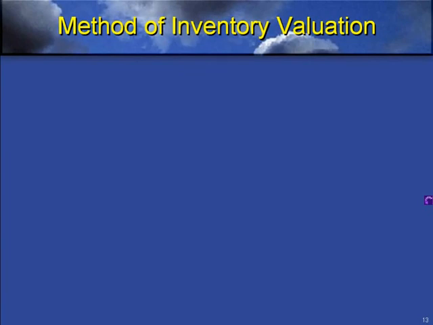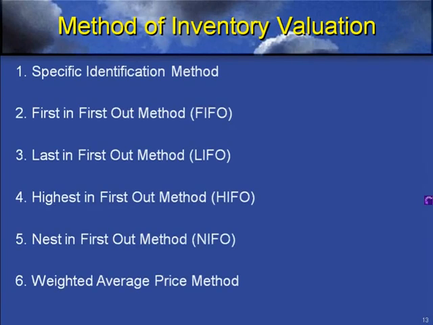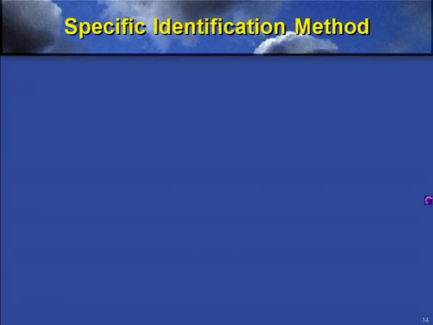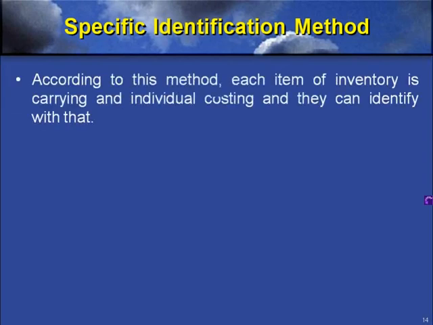Now what are the methods of inventory valuation? These are 6 methods which we will study one by one. First is the specific identification method, then the FIFO method, then the LIFO method, then the highest in first out method, then the NIFO method, next in first out method, and finally we will study the weighted average price method. So first is the specific identification method.